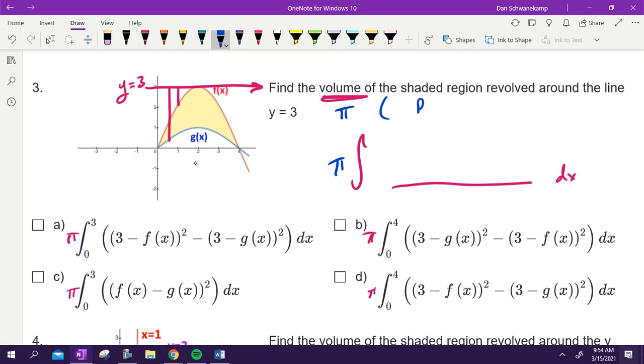And then it'd be big R squared minus little r squared. Write down the formula. First period when we went through this, students weren't writing down the formula and they were doing it wrong. Okay, so it's big R squared minus little r squared. That's our setup.